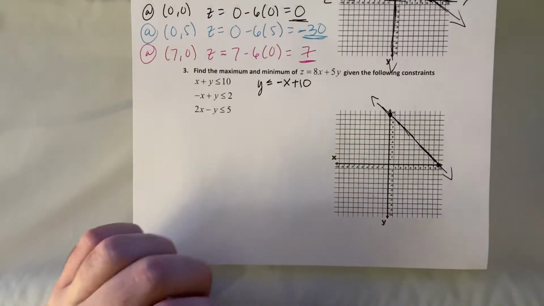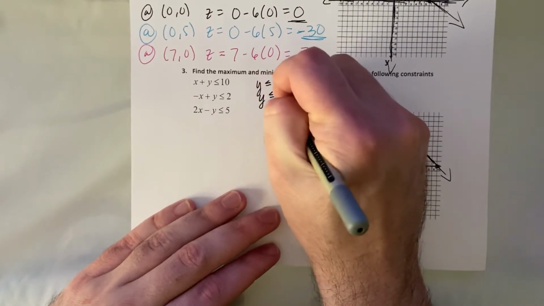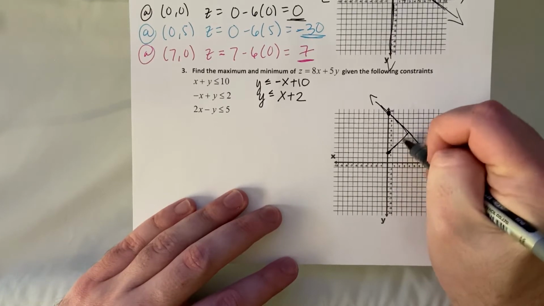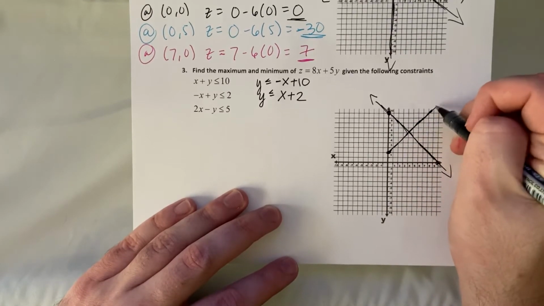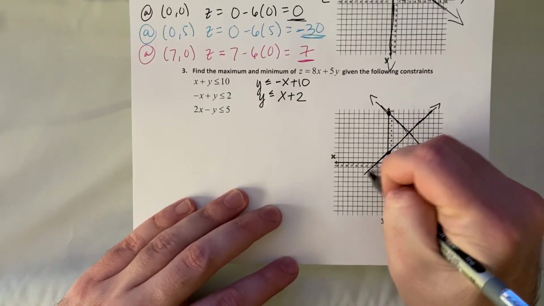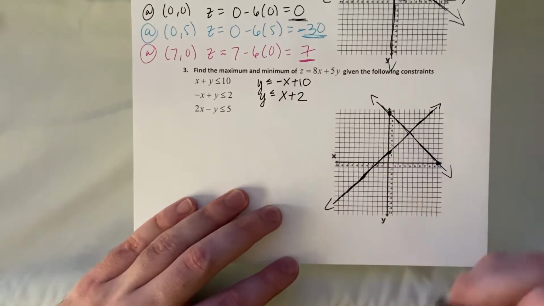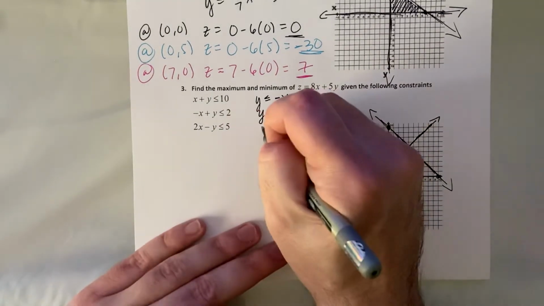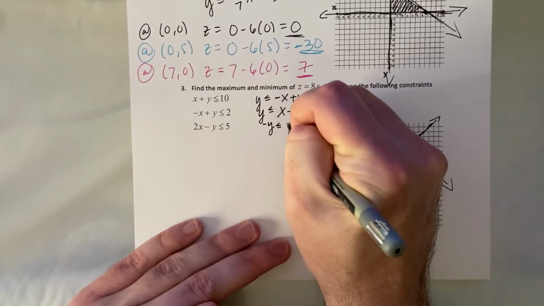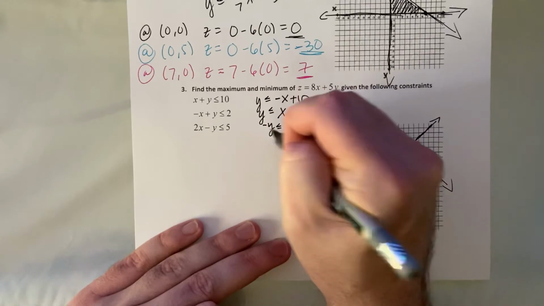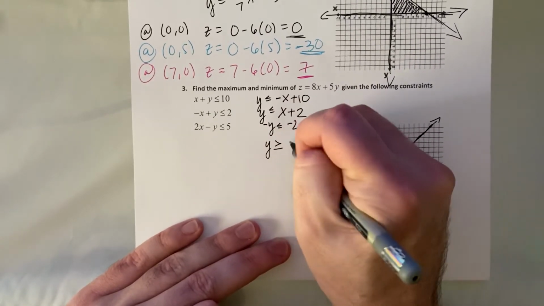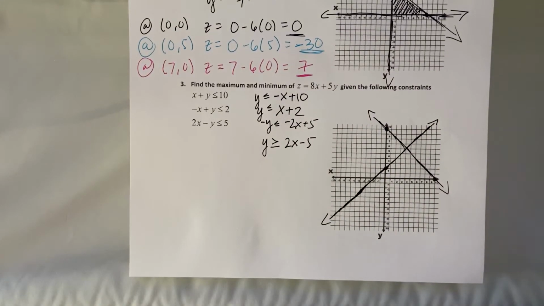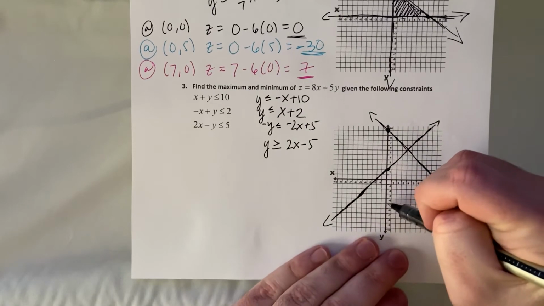Negative x plus y is less than or equal to 2. This is y is less than or equal to x plus 2. So start at 2, we have a positive slope. And lastly, 2x minus y is less than or equal to 5. So negative y is less than or equal to negative 2x plus 5. When I divide by a negative, I get y is greater than or equal to 2x minus 5. So I'm going to start at negative 5 and go up by a slope of 2.